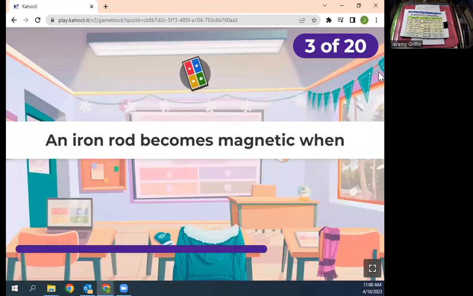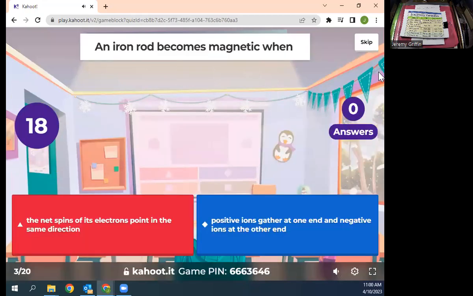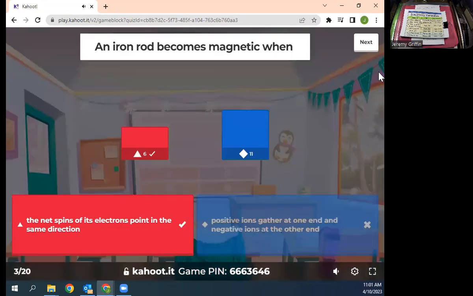An iron rod becomes magnetic when what? Yeah, the net spin of electrons points in the same direction. Right? I didn't actually tell you guys that, so awesome job if you guys figured that out.